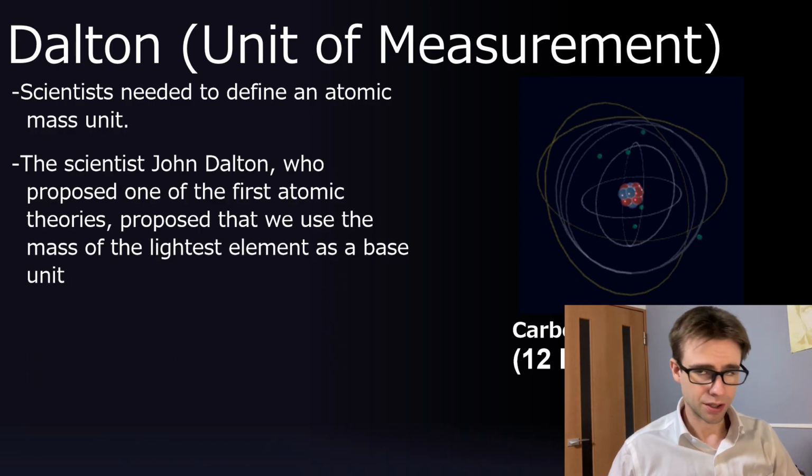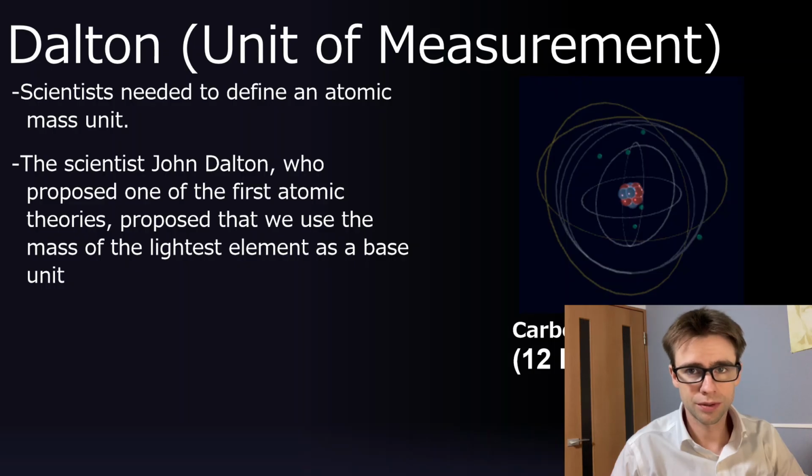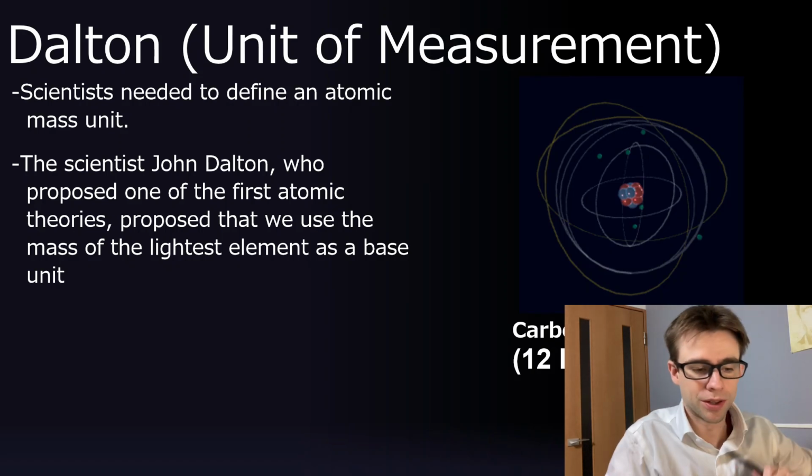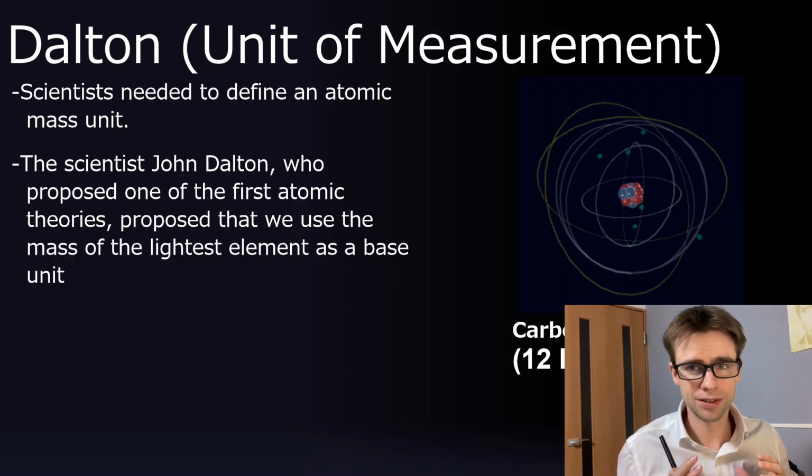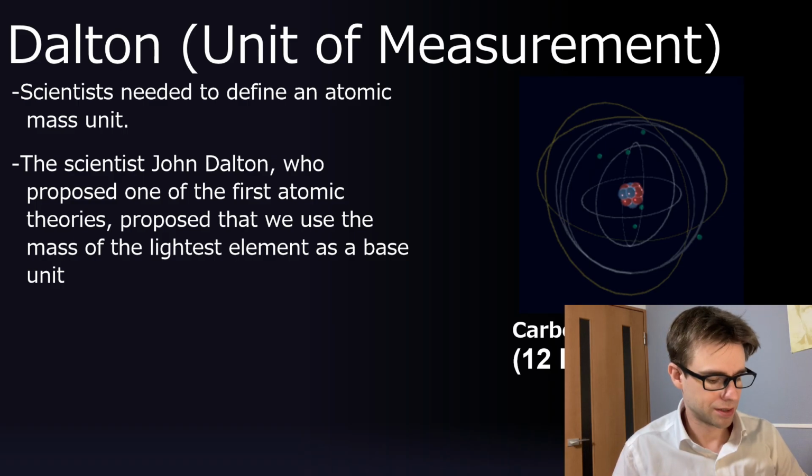So the scientist John Dalton, if you watched my atomic structure video, you'll realize he was one of the first proponents or people who introduced an atomic theory. Same guy here. So he proposed that we use the mass of the lightest element as a kind of base unit where we can compare everything to that lightest element. And that was a great idea. Turns out the lightest element is hydrogen, and it is just one proton, so that would be a great unit to use as our base and just call it one atomic mass unit.